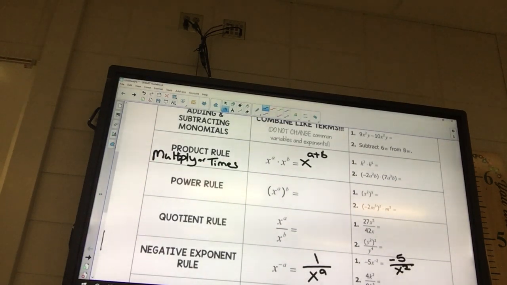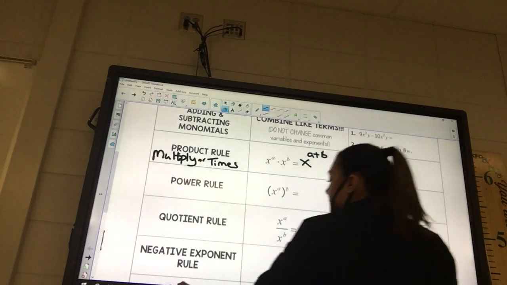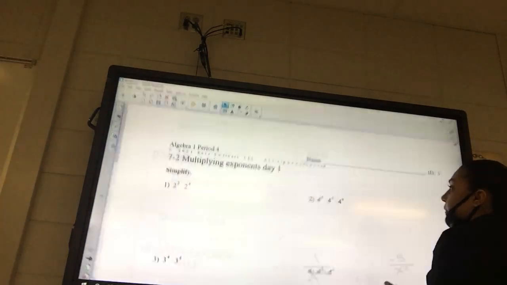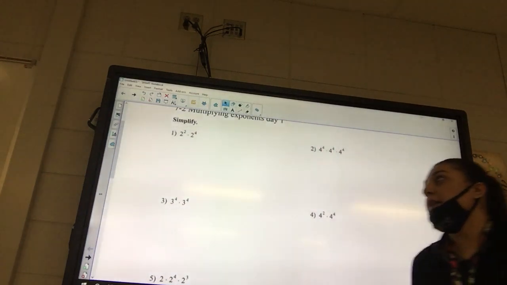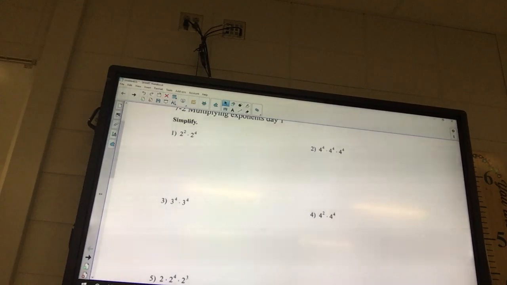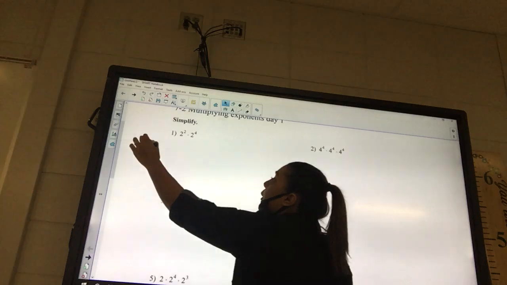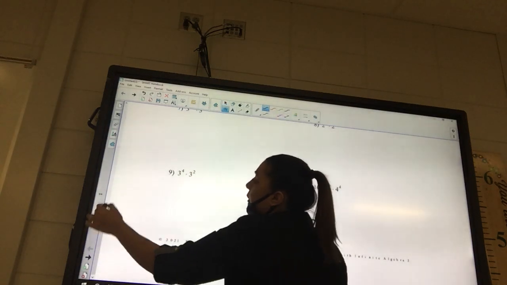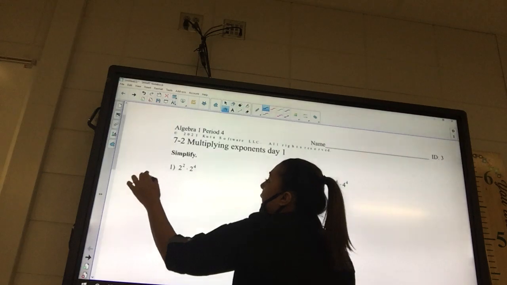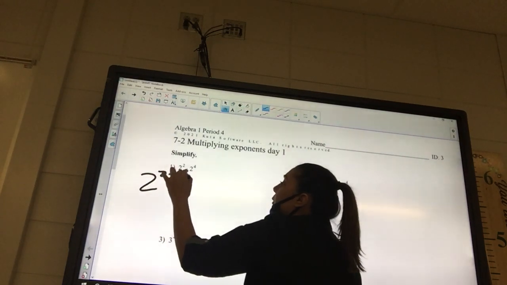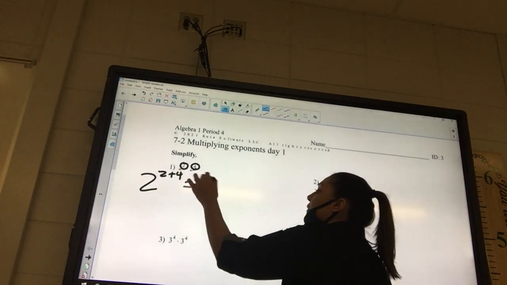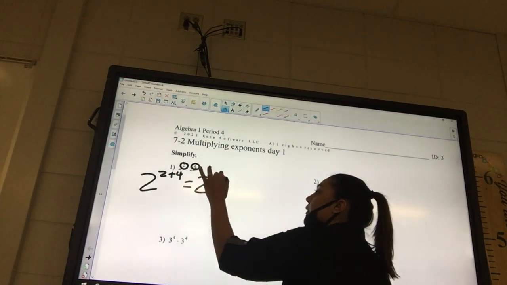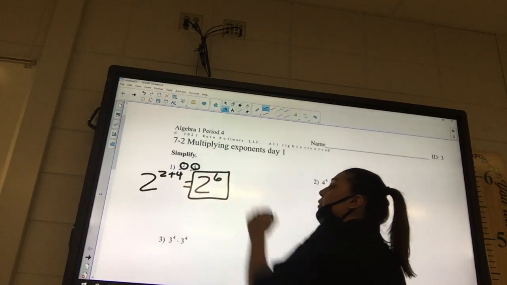Okay, so let's look at your sheet for today. On all these they say simplify. So what is our coefficient or our base, our big number? 2. And then we add the exponents together. So I'm going to have 2 plus 4 because I have this little number and this little number. What is 2 plus 4? 6. So it's just going to be 2 to the 6th power.